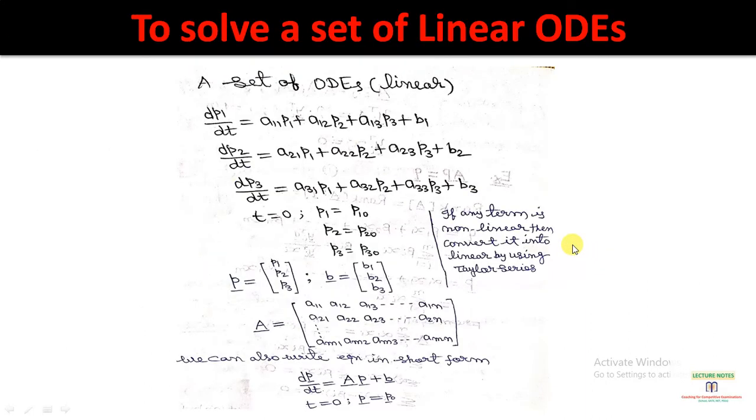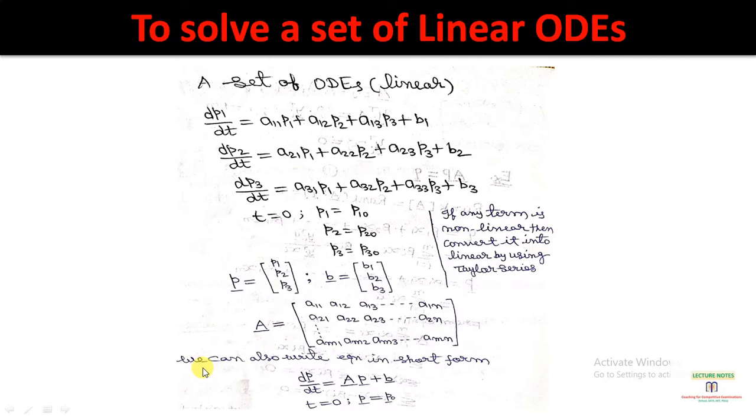Next we are going to solve a set of linear ordinary differential equations: dp1 by dt equals a11 p1 plus a12 p2 plus a13 p3 plus b1. We have written three equations where b1, b2, b3 are constants. The conditions are: at t equals 0, p1 equals p1 naught, p2 equals p2 naught, p3 equals p3 naught. These are the initial conditions. We can write p in column vector form as p1, p2, p3, b as a column vector b1, b2, b3, and A in this form, as we have studied in previous classes.